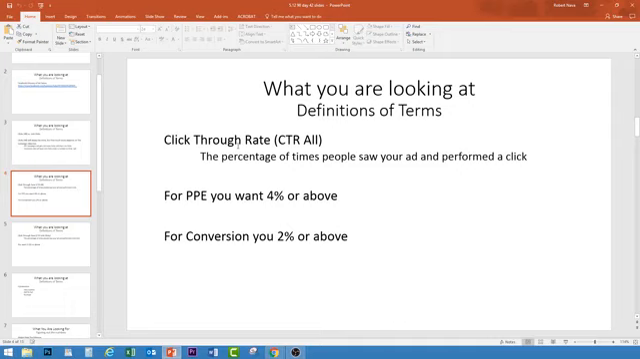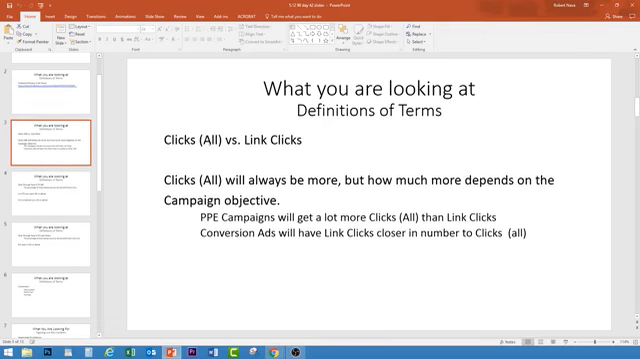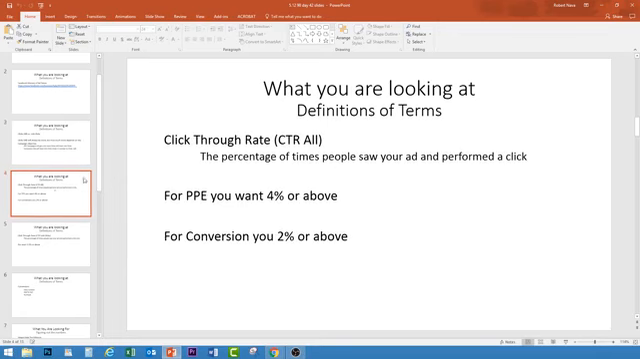All right? Click-through rate. There's the click-through rate all, and then there's the link click-through rate. Just like there's the clicks and the link clicks, they each have their own rate. Well, what does that even mean?